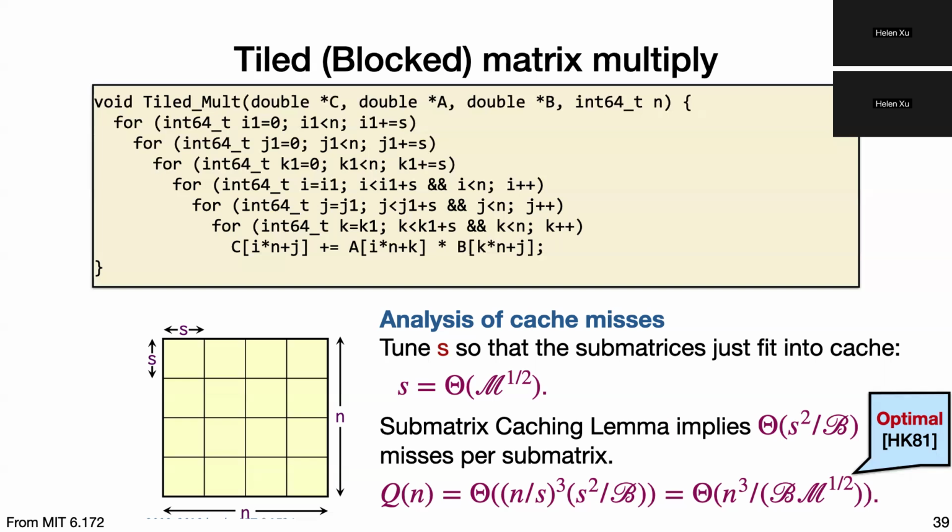And so we're going to analyze how many cache misses we have to do. The number of subproblems is still the same, (n/s)^3. The cache misses per subproblem is s squared over b from this caching lemma. And you multiply them, and that is n^3 over b square root m. So previously, by loop ordering, we could only get a factor of b in the bottom. But now we have polynomial factors in m. And there's a nice paper from '81 that shows that this actually is an optimal lower bound for the problem.